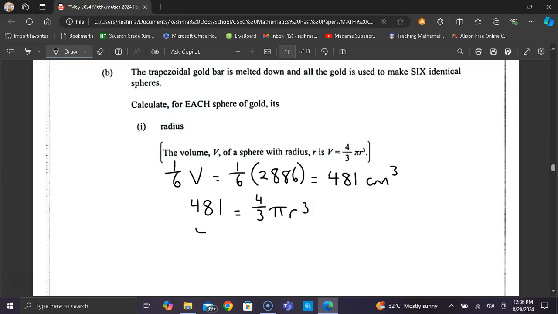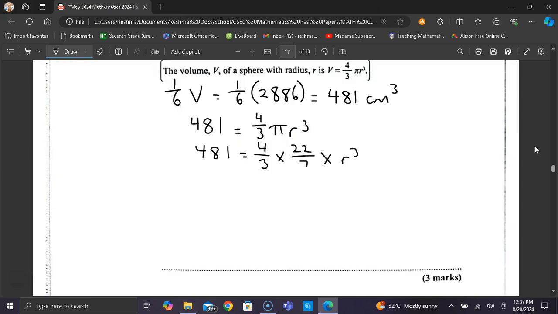Let us substitute pi, which again we have to use as 22/7, and our unknown we are going to find is r, the radius. So let's first multiply those two fractions together, 4/3 by 22/7, and we would get, I'm going to use the exact fraction, 4 and 4/21.